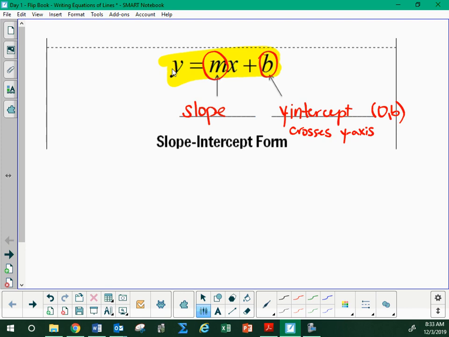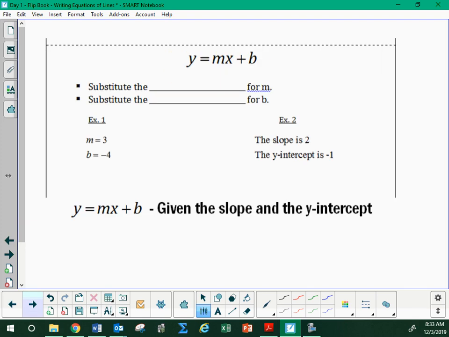Okay, so you can go ahead and lift up your next flap. Alright, so this is how to write the equation when they give us the slope and they give us the y-intercept. You can't get any easier than this. Our slope is the m value, and our y-intercept is that b value. So when they give us the slope and the y-intercept, what we have to do is put it into our equation.